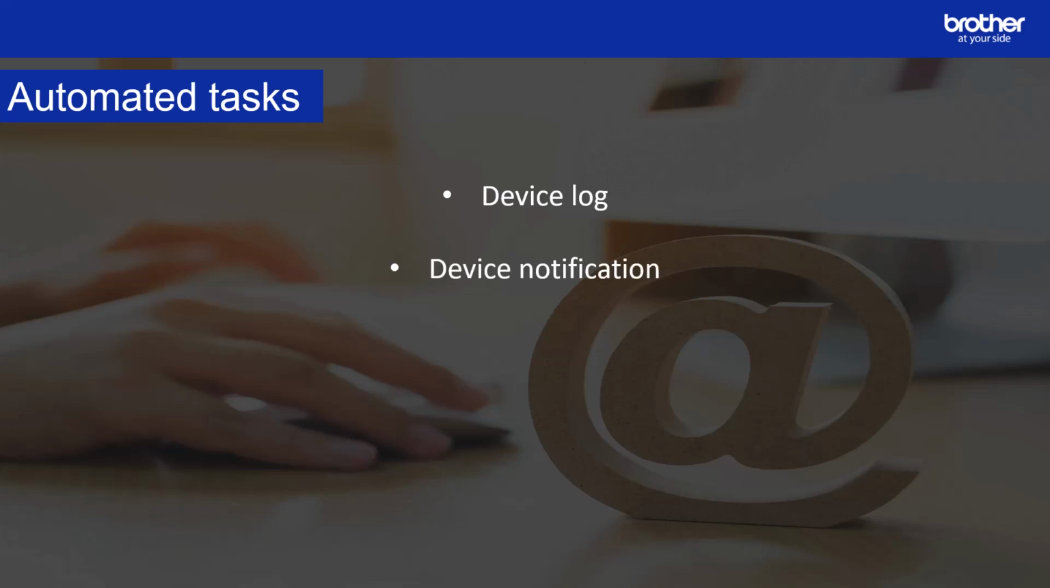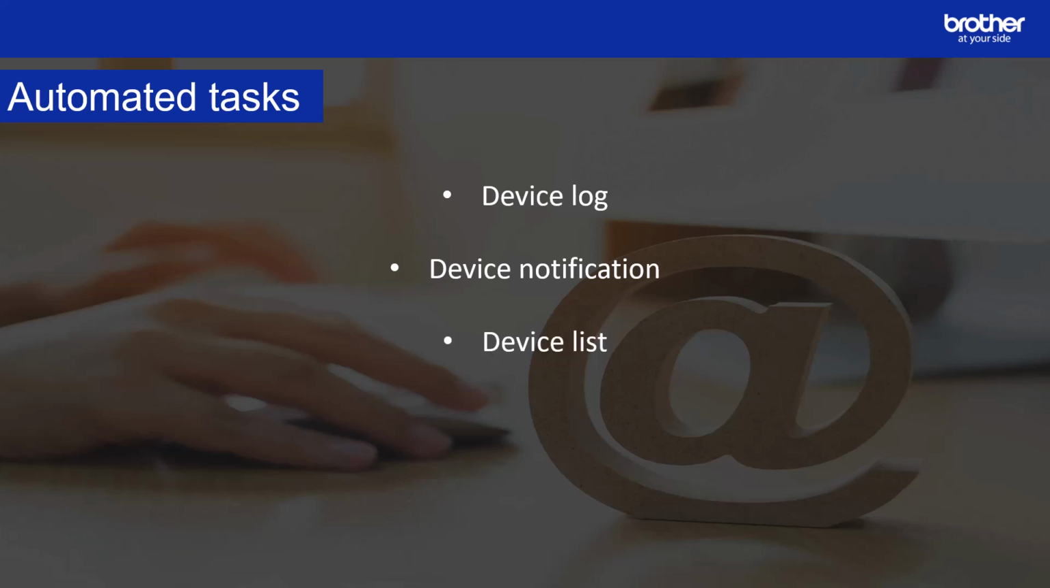Device notification. This monitors a target device periodically retrieving its status. If there are any errors or changes in status, BRAdmin Professional 4 sends an error and change notification via email. Device notification sends one email per status change.